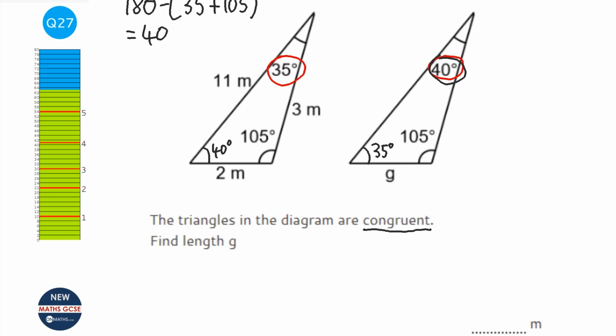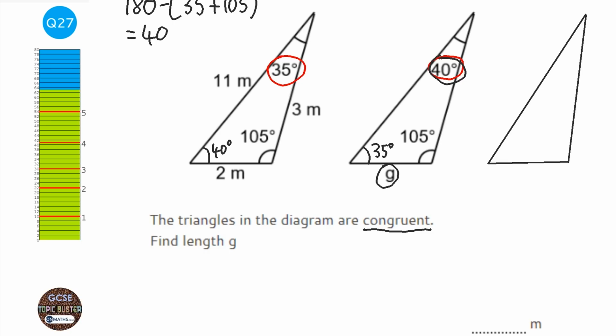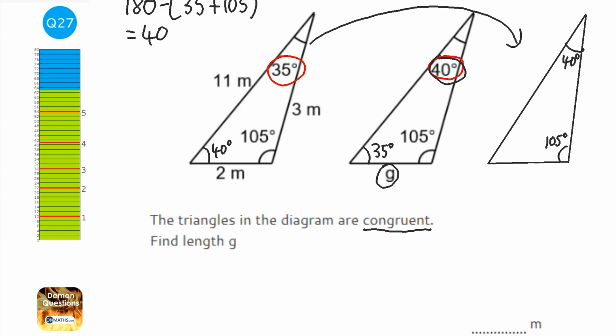Because if I redraw this left hand one, I'll just do it roughly, the same way up as we're trying to find G, so I'm going to redraw this first one. So if I redraw this first one so it's the same way up, well, this is still going to be 105 degrees. This one here is going to be 40, so I'm going to switch that around. The long one is still going to be 11 meters, and this one down here is going to be the 35 degrees.